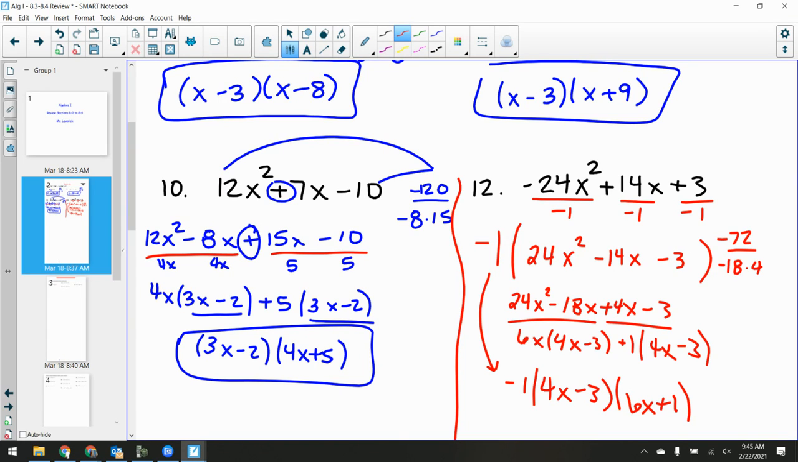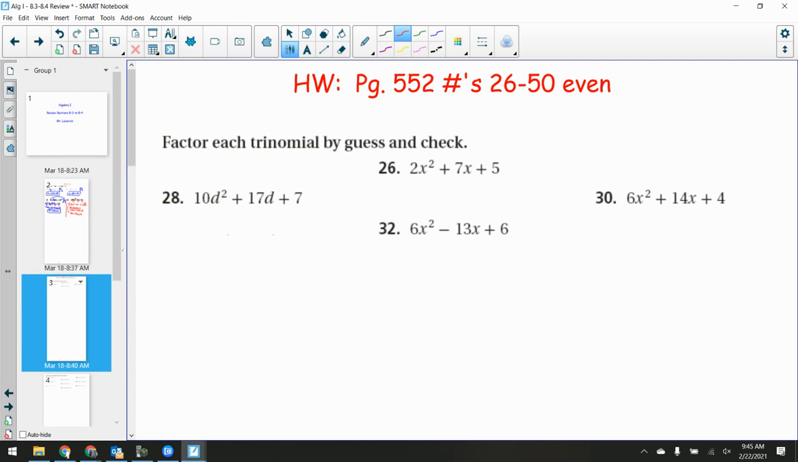Okay, here's what we're going to do. We got 2 sets of problems. I've got 26 to 32, and then I've got 34 to 50. I'm going to read off the answers from 26 to 32, and then we're going to do one of the problems. We're just going to pick one of them. So check your answers.